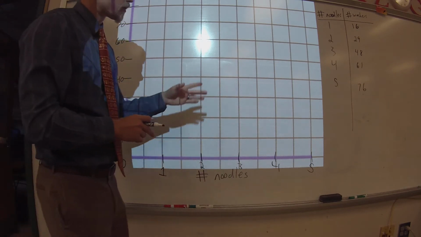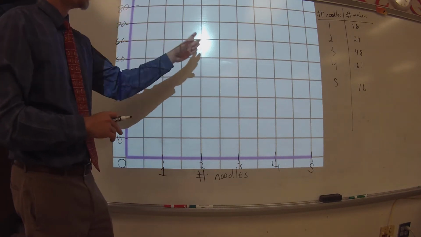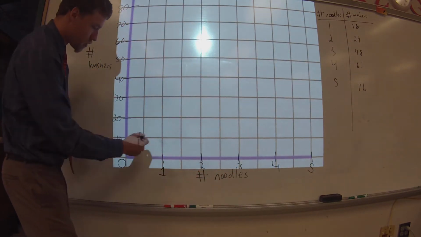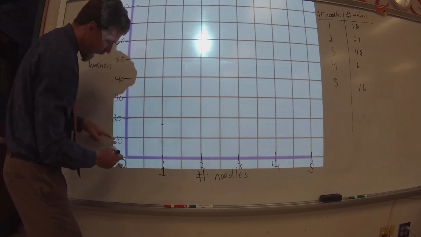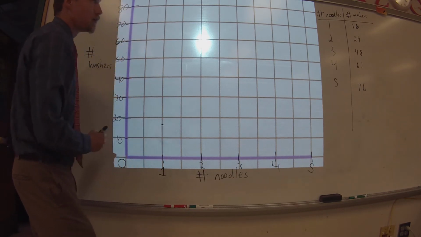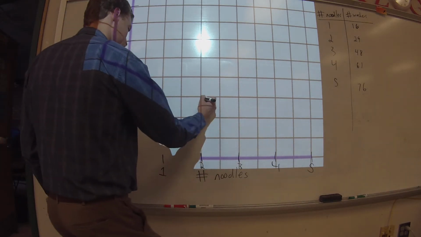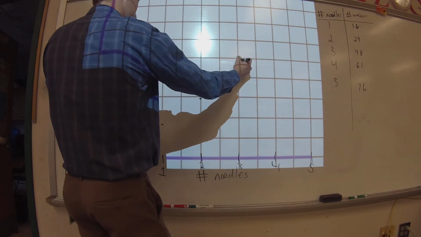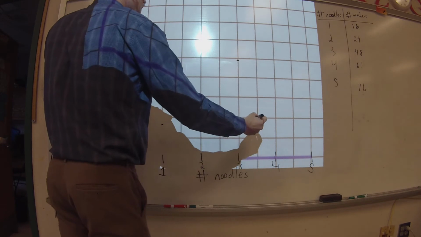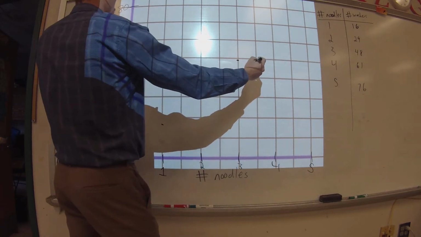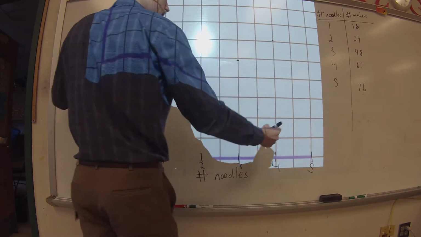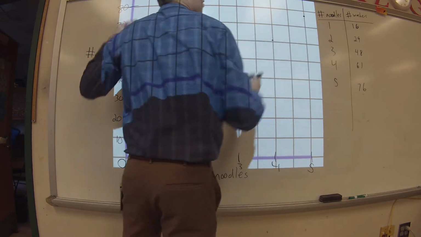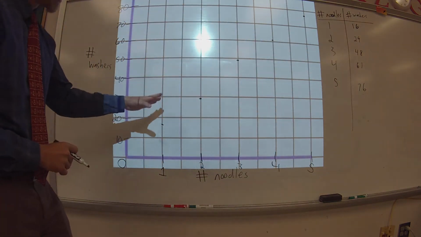The next thing we're going to do is actually graph our points. Our first point is 1, 16. So we'll go to 1, and then 16 is a little bit more than 15, which would be halfway between 10 and 20. So it's just a little bit above that. Then we've got 2, 29, and then 3, 48, which should be just a little bit less than 50, and then 4, 61, and then finally 5 and 76. Now we've got our data points.